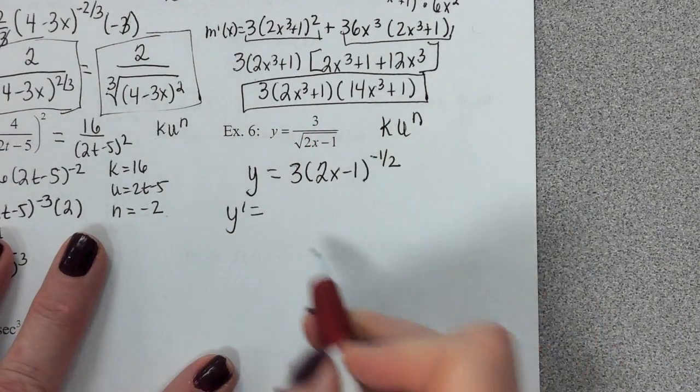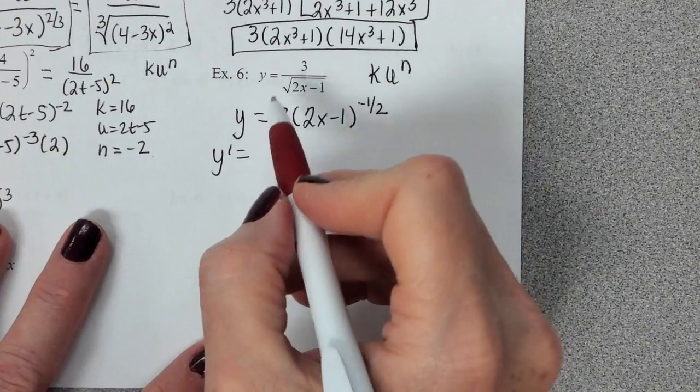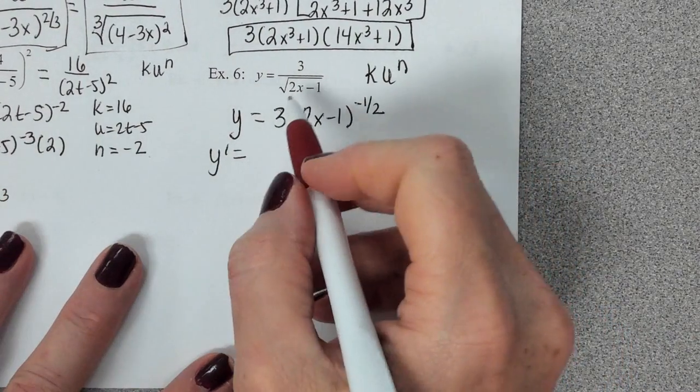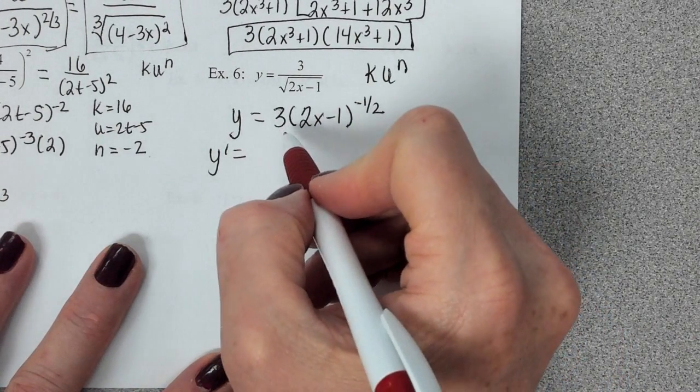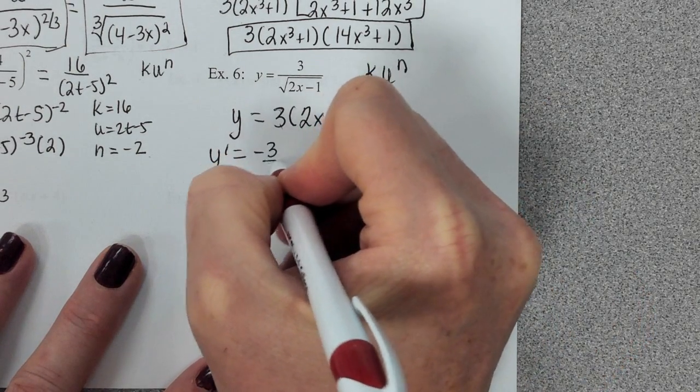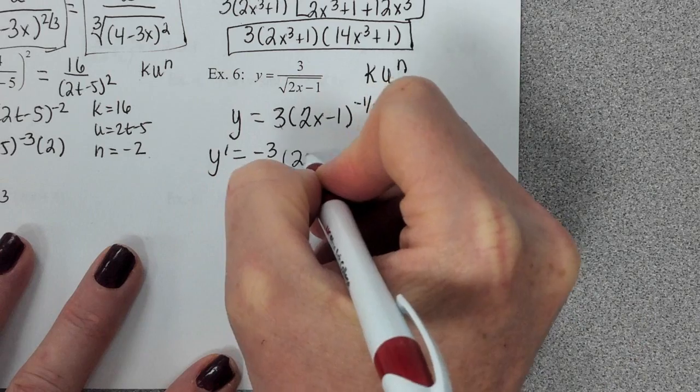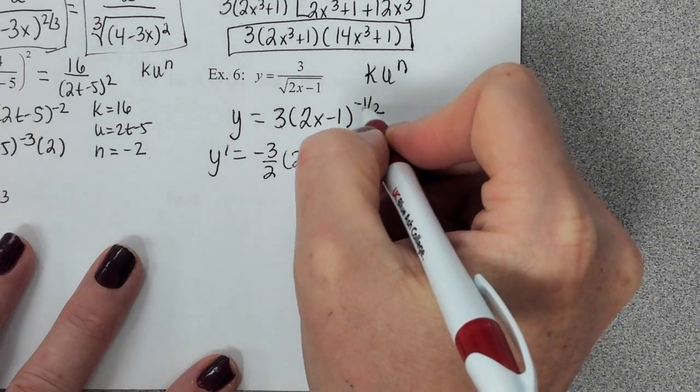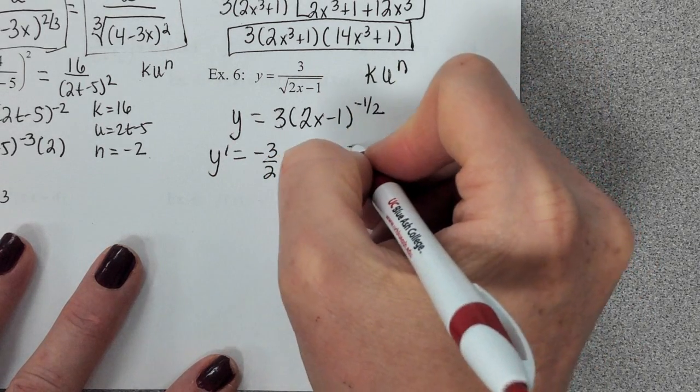So y prime. I'm not going to write out k, u, and n this time. Try to get away from that if you can. If you still need it, go ahead. But let's do k times n. That's negative 3/2, u. Subtract 1. That's negative 3/2.